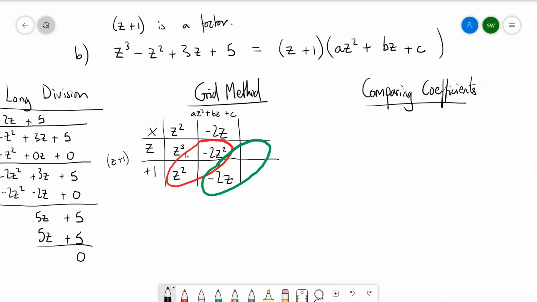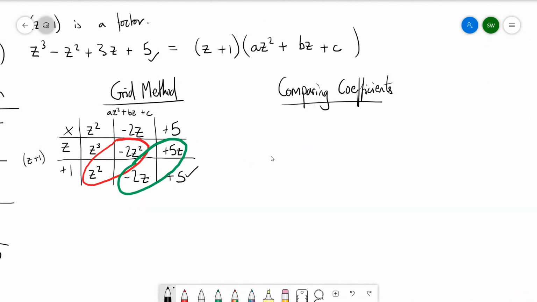So I want 3 z's in total, so I need to add on 5 z's to make sure that I have 3 z's. So I know that I need plus 5 there. 5 times 1 is plus 5, and that matches my plus 5 there, which means that z plus 1 goes in perfectly without a remainder. So I get my quadratic the same as before.